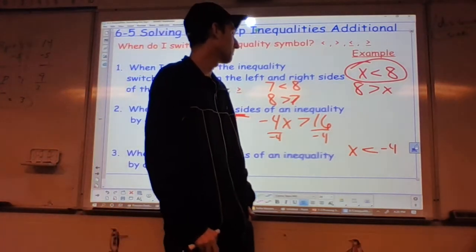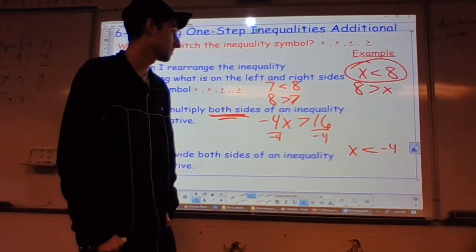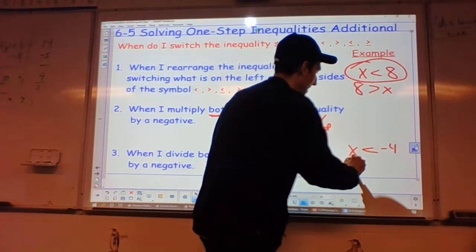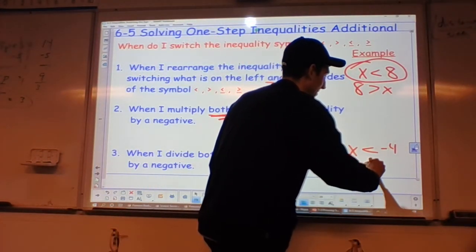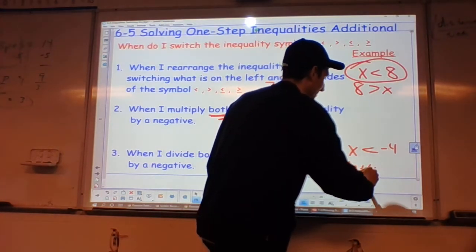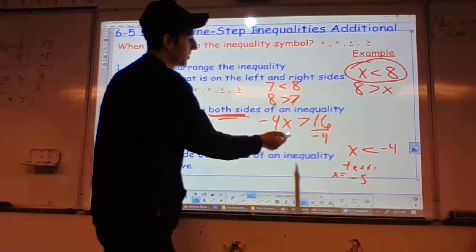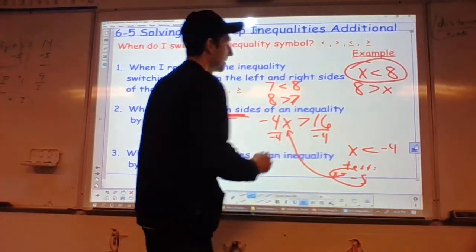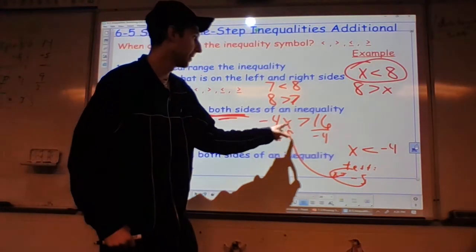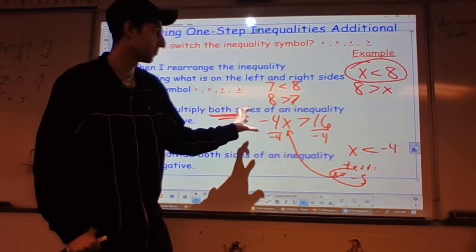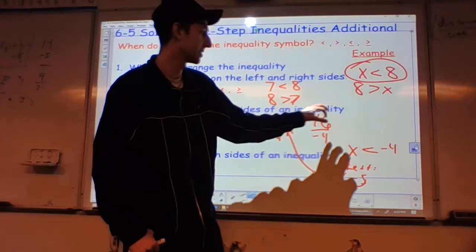So what would make this true then? You could test it out with a value. You could use negative 5 for x. So let's say x equals negative 5. You would plug negative 5 back into the original problem and check to see if it works. Negative 5 times negative 4. Negative times a negative is a positive 20. 20 is greater than 16.